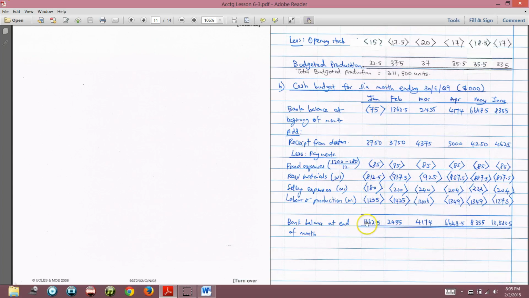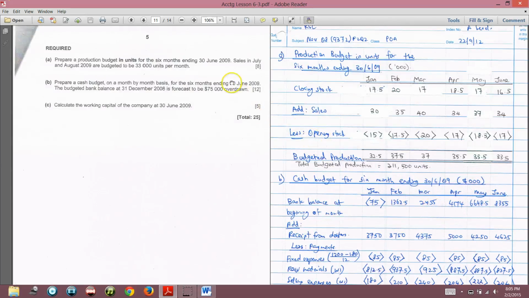So January ending bank balance will be equal to February beginning bank balance. And this one, add this one minus all this, will be equal to this. So this February ending bank balance will be March beginning bank balance. Okay, and this one will transfer to next month, and this is the bank balance at the end of 30 June 2009.